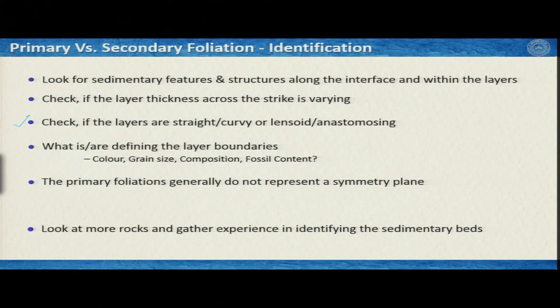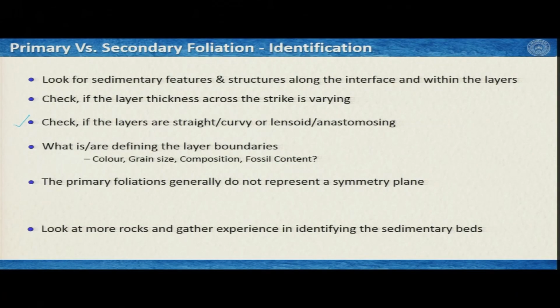Now, also check if the layers are straight or curvy. If they are straight or very gently curving, then it is primary foliation, but if you see some sort of repetitive anastomosing and lensoid foliations, these are your secondary fabric or secondary foliation.